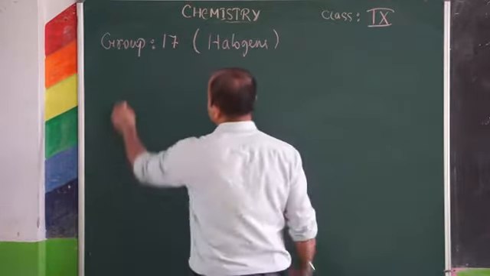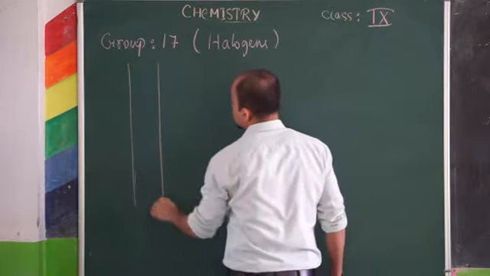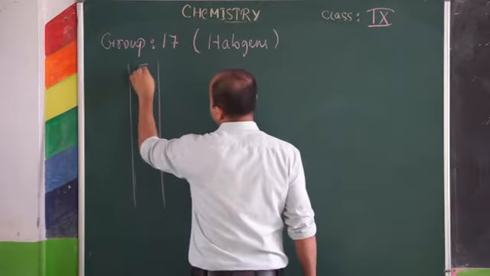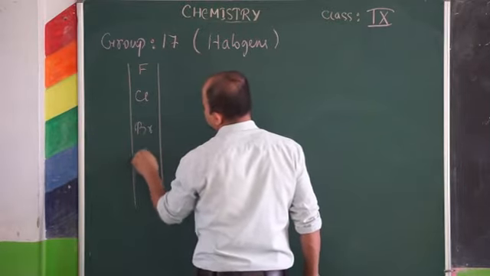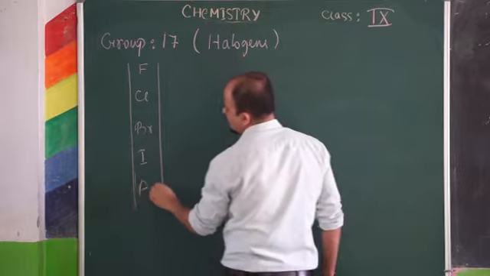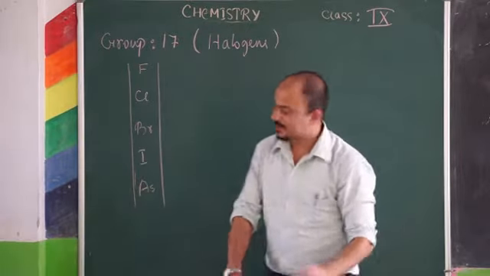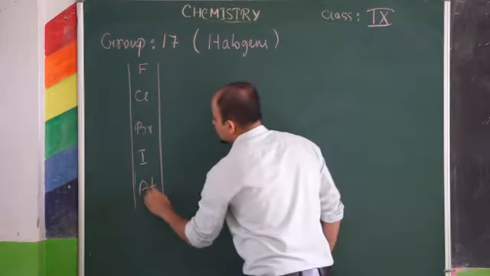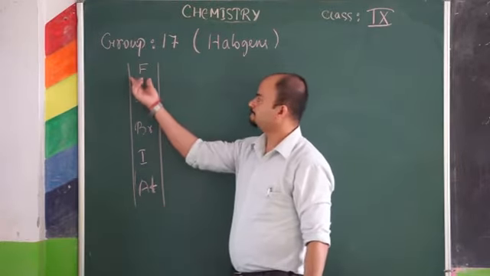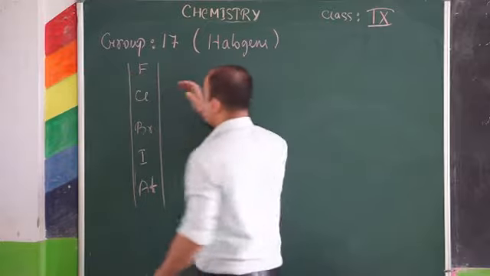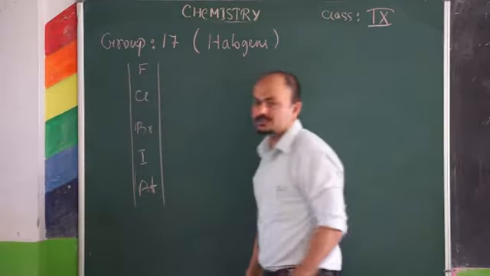The second last, you have different elements, like fluorine, then chlorine, bromine, iodine, then astatine. Then you have what? Astatine. So these are the group 17 elements, the second last on the extreme right of your modern periodic table.